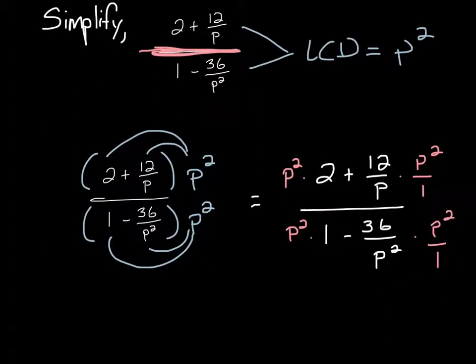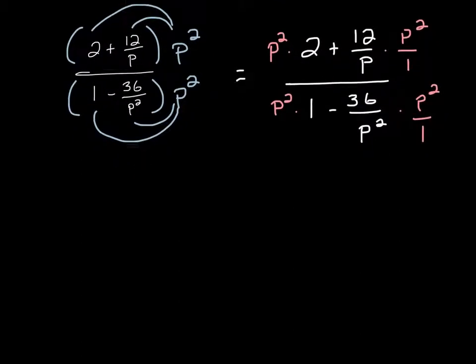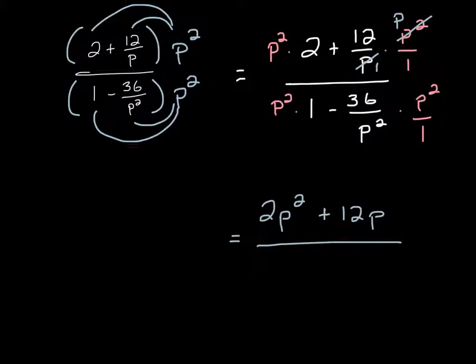Alright, so now to perform these multiplications, the first term here, p squared times 2, gives me 2p squared. This second set of multiplication, what I'm going to do is first reduce this by canceling a common factor of p between these two, and I get a p left in the denominator, so that'll give me 12p. And down here in the denominator, 1 times p squared is just p squared. And then the second multiplication here, I cancel my p squareds. And I'm just left with a 36 over 1, which will just leave as 36.